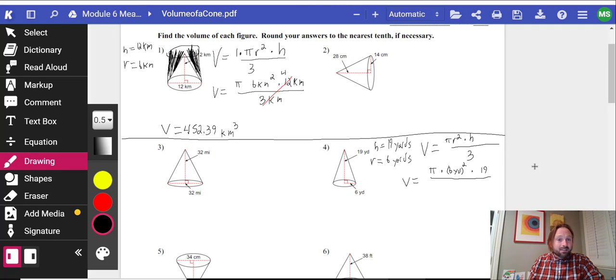Now, if you wanted to divide this 6 by 3, don't do it yet. It needs to be squared first. So it has to turn into 36 before you do anything else. Okay, so I would get pi times 36 square yards times 19 yards. And if I divide by 3, I'll get 12 times 19 times pi. Or just use a handy-dandy calculator and get your answer.